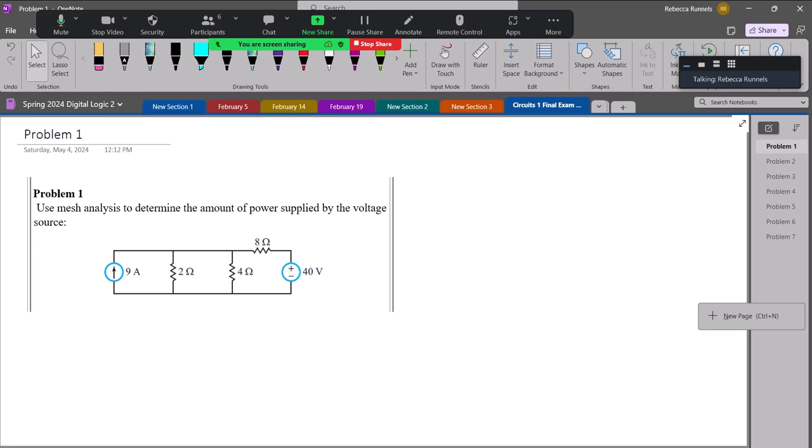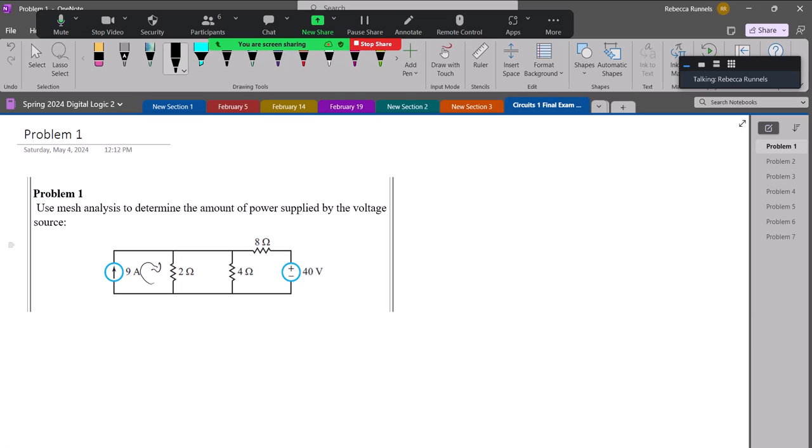First one, use mesh analysis to determine the amount of power supplied by the voltage source. So this is an older problem, but oldie but goodie. You need to know how to do mesh analysis. So we'll put a little current in each mesh here. I'll call this one I1, and this one I2, and this one I3.